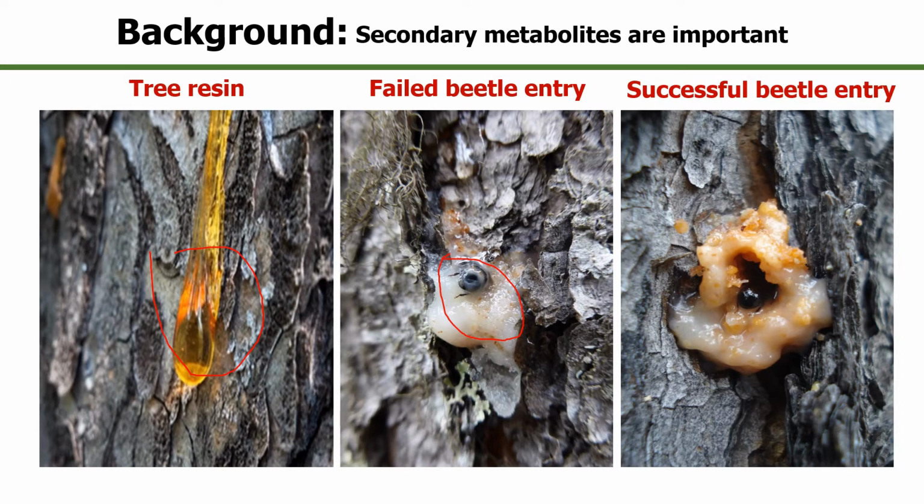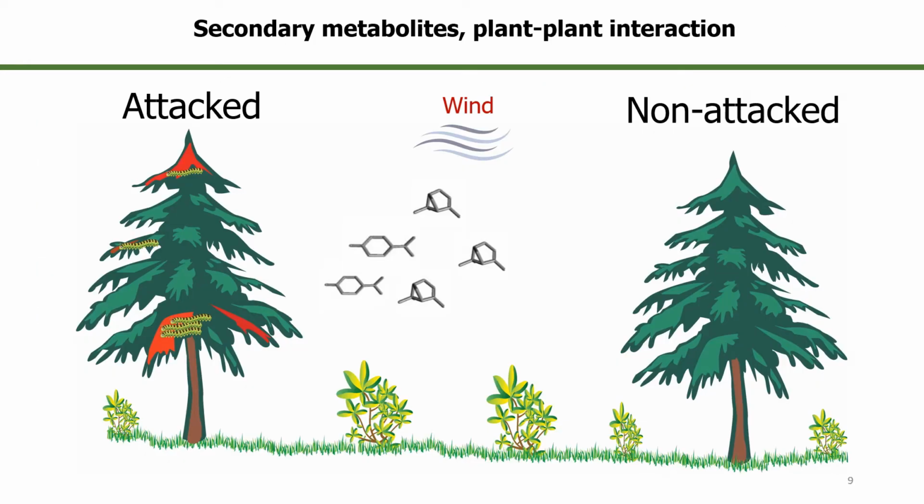But if the tree is stressed, or has a compromised ability to produce resin, for example in case of a drought, the insect normally is more successful, as you can see in the third picture on the right hand side. So resin is also one of the methods that plants use to defend themselves against different invading insects. There are other methods present as well that the plants use to defend themselves.